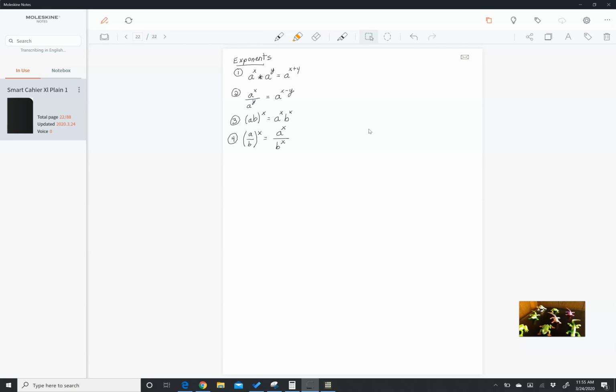Then we also have anything to the 0 power is 1. If something is being raised to a negative power, then we can make that power positive by putting the a to the x in the denominator.